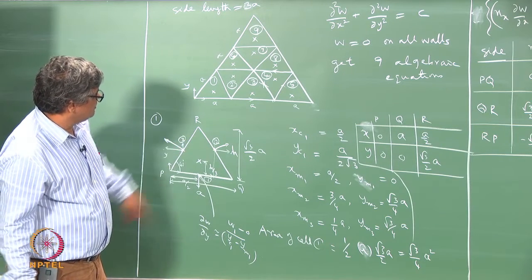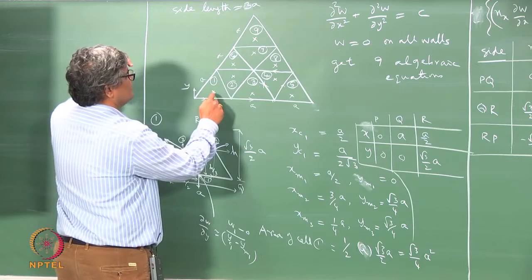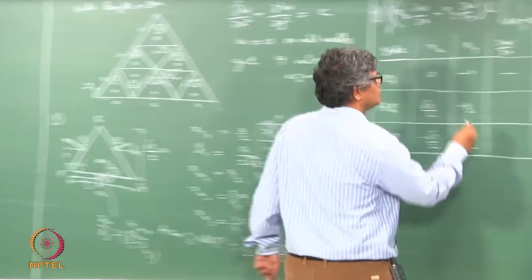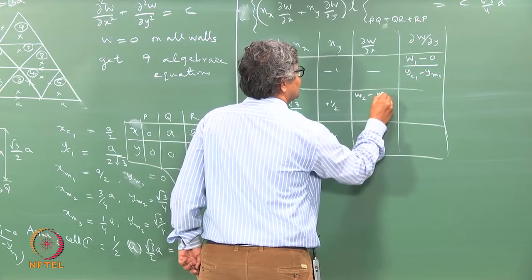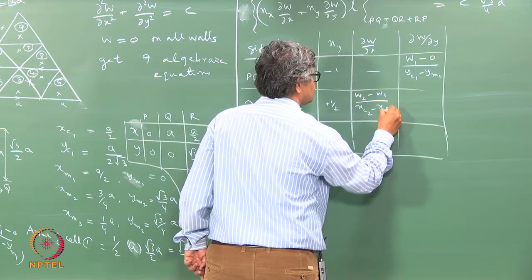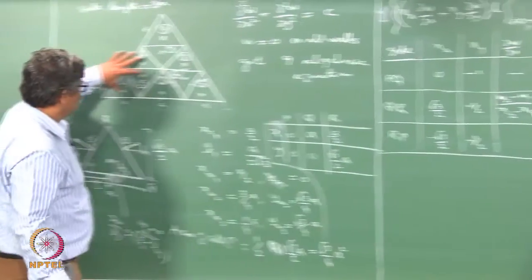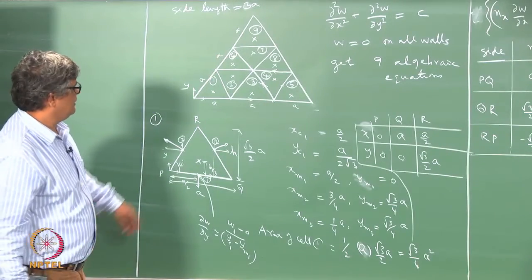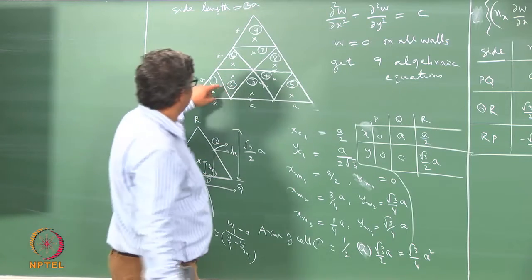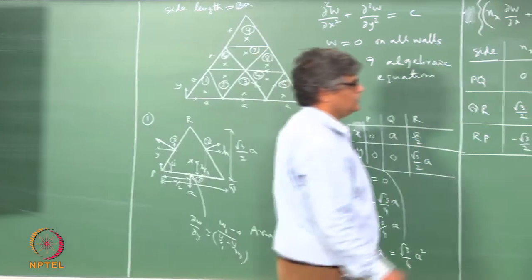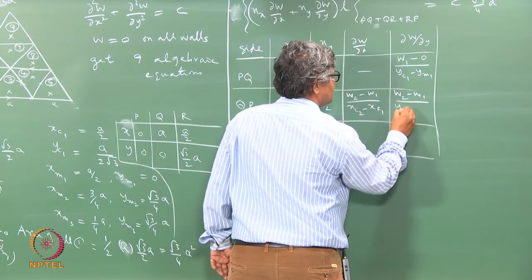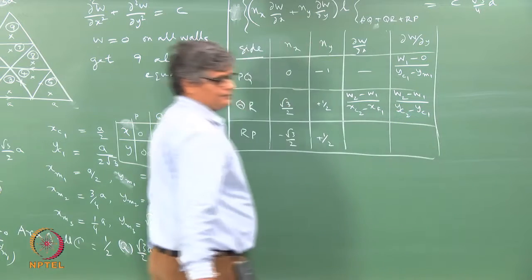Okay. Now we come to side RQ, and we can evaluate the dou W by dou X at this point as W2 minus W1 divided by XC2 minus XC1, based on the two nearest values that we have here. And we also need dou W by dou Y, and that will be this value minus this value divided by the vertical distance. So that is W2 minus W1 divided by YC2 minus YC1.